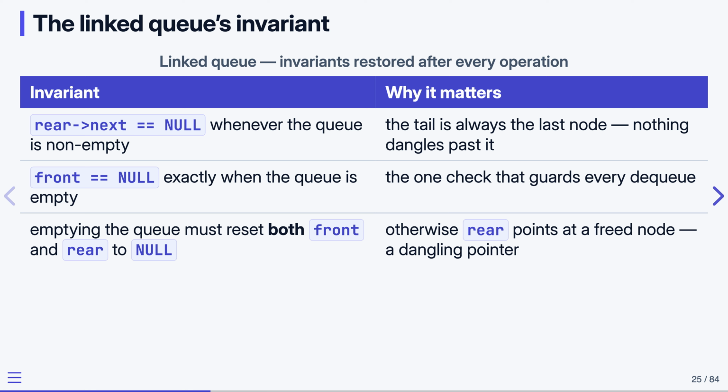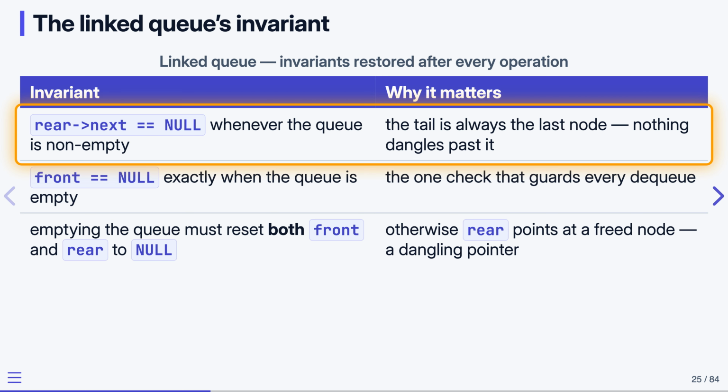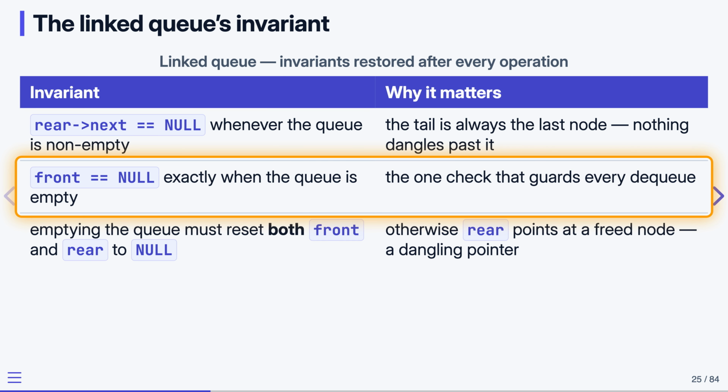The linked queue has its own rules. It uses nodes and pointers instead of one array. Let's read the 3 rules it must always keep. First rule. When the queue is not empty, rear arrow next is equal to null. The tail node is always the last node. Nothing dangles past it.